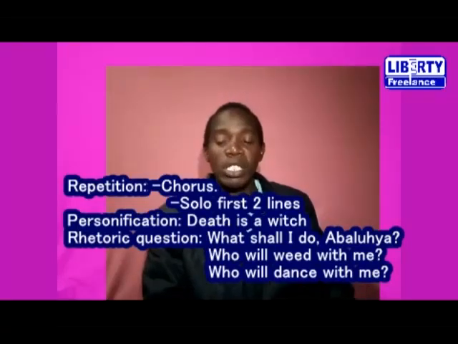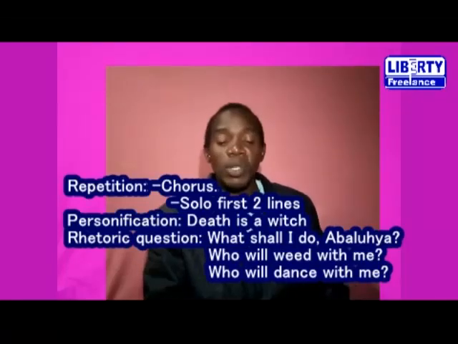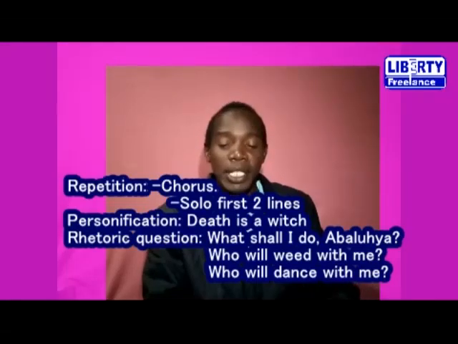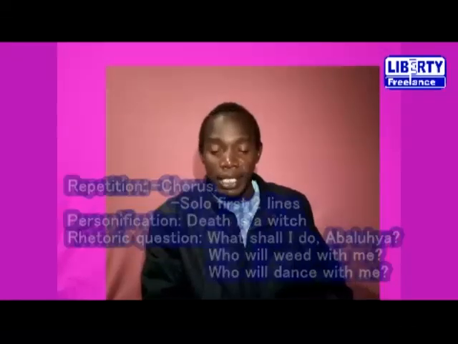Abaluya. That is the soloist, the first line of the soloist. What shall I do? Abaluya. Who will weed with me? Who will dance with me? Those are rhetorical questions contained in this poem. Repetition: the chorus has been repeated. In the first line of the first three stanzas of the soloist, the stanzas are repeated.